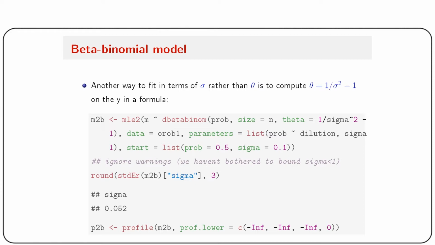Then round the standard error of M2b of sigma, that will give you the sigma here, and PM2b, the likelihood profile of M2b, with prof dot lower is c minus infinity, minus infinity, minus infinity, and a step at 0 lower bound.